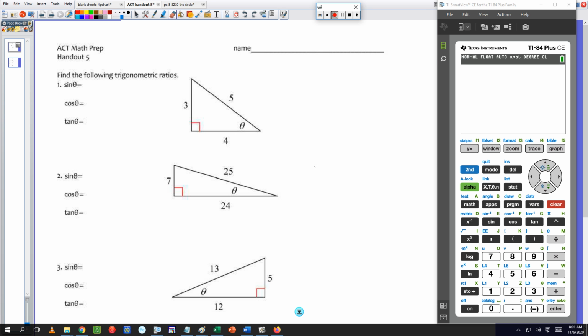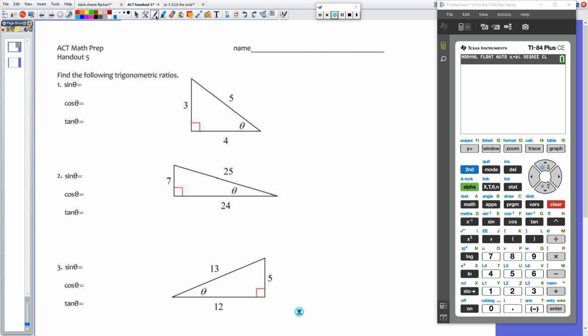Hey, let's make a key for this handout. Find the following trigonometric ratios. To do that with right triangles, you're going to need to remember the word and what it means. SOHCAHTOA. Sine is opposite over hypotenuse. Cosine is adjacent over hypotenuse. And tangent is opposite over adjacent.